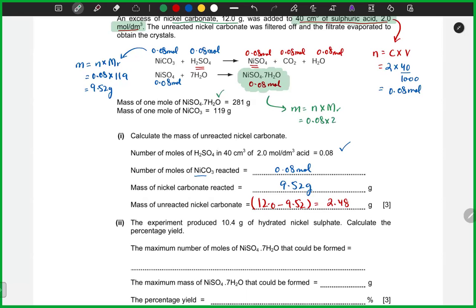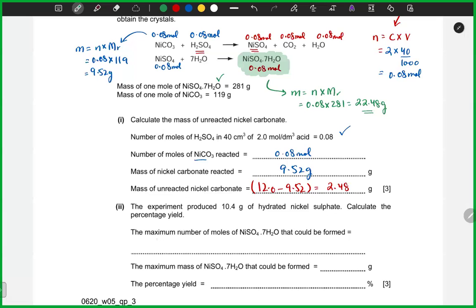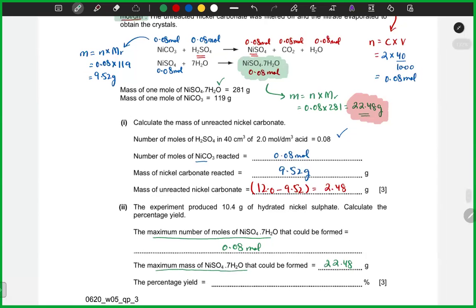So what is coming? That's 0.08 multiplied by 281. And that gives me 22.48 grams. So theoretically, on my calculator, I should be getting 22.48 grams. So the maximum number of moles of nickel sulfate crystals is 0.08 moles. The maximum mass of those crystals, I've already calculated, that's 22.48 grams.